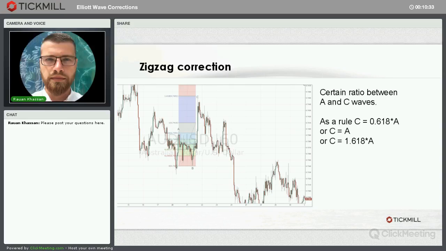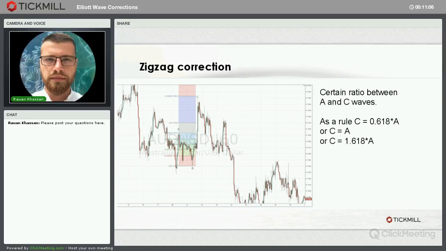Once we understand the main structure of the zigzag correction, it's high time to understand the irregularities which are specific to the zigzag correction model. It turns out that there is a certain ratio between waves A and C. As a rule, wave C corresponds to 61.8% of the length of A.